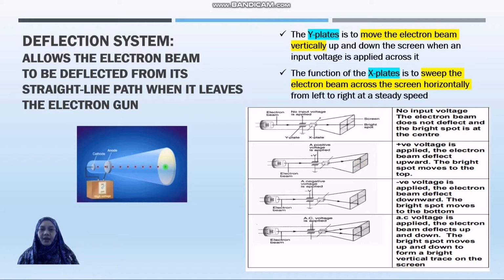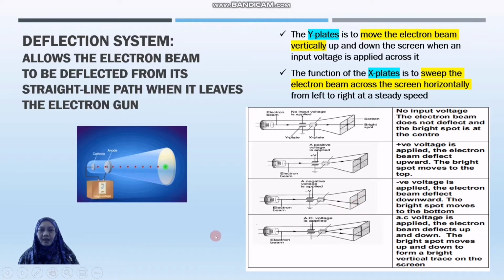Okay? In diagram 3, now we apply a negative voltage to the top plate of the Y plate. Again, the electron beam moves towards the plate. So now it will be deflected away from the negative top plate. So you will see that a bright spot is now shifted to the bottom of the screen.